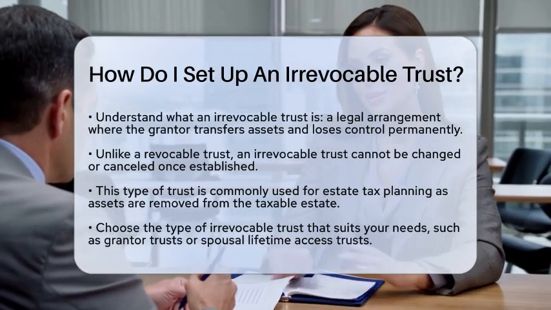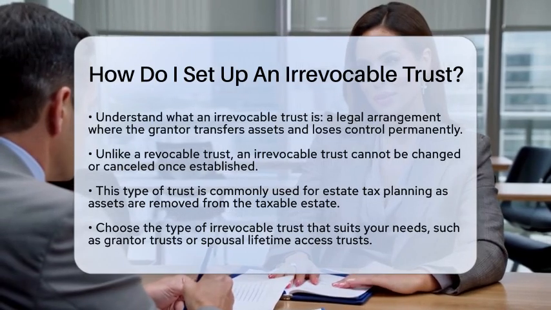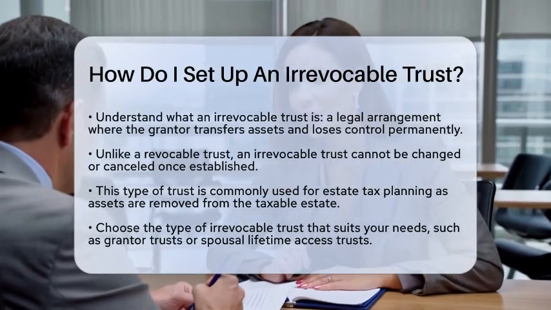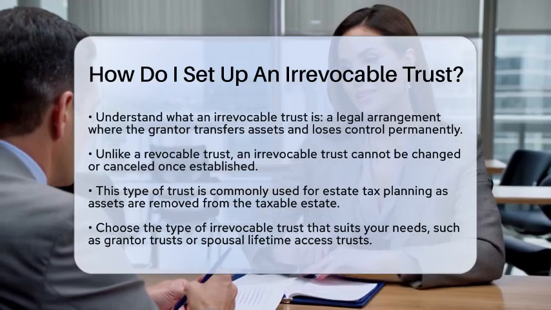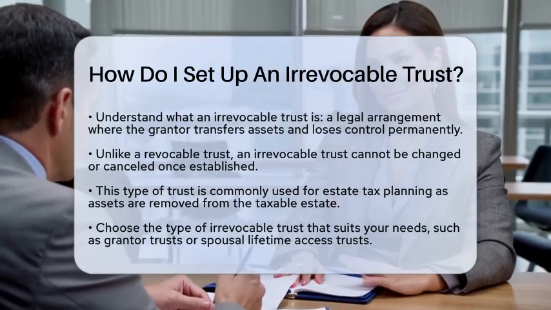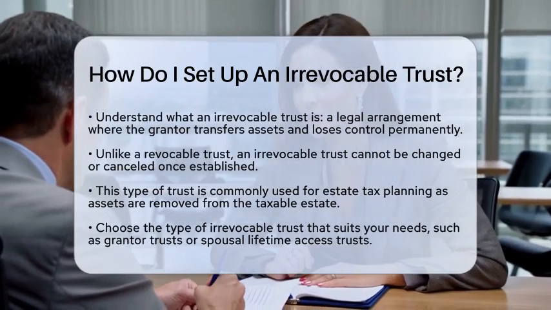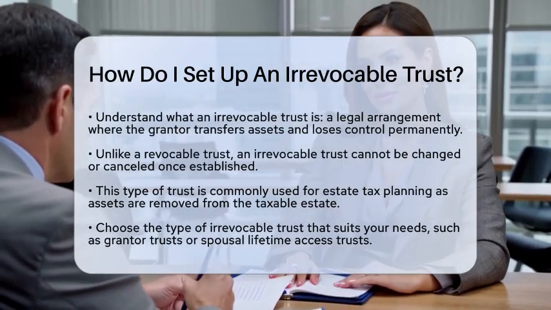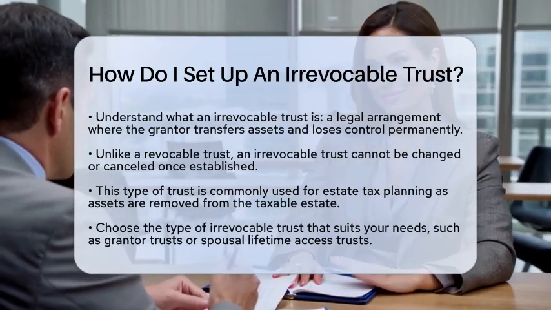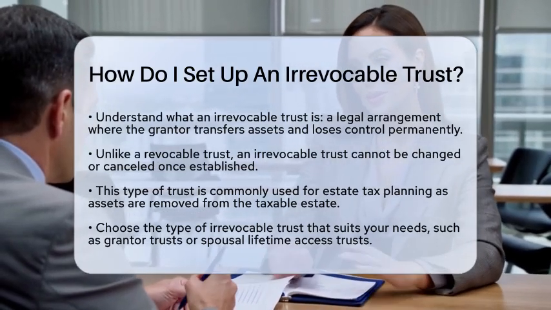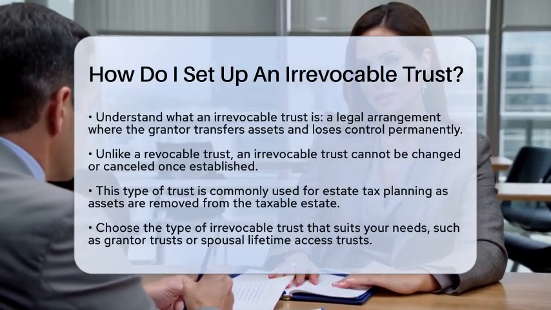First, you need to understand what an irrevocable trust is. This is a legal arrangement where you, the grantor, transfer assets into the trust and give up control over those assets permanently. Unlike a revocable trust, you cannot change or cancel this trust once it is established. This type of trust is often used for estate tax planning because the assets in it are usually removed from your taxable estate.